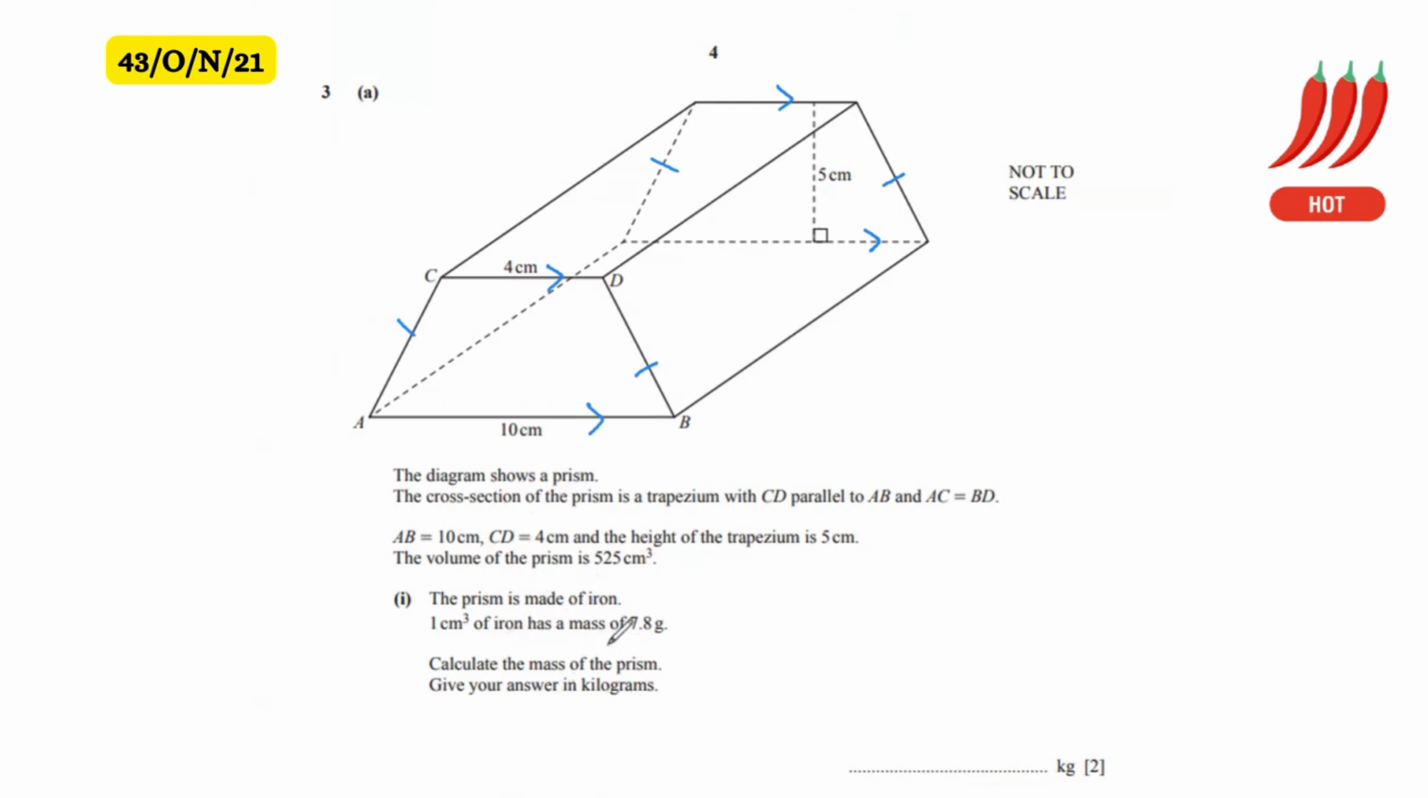So if 1 centimeter cubed is equal to 7.8 grams, 525 centimeters cubed would be 525 times 7.8, which is equal to 4,095 grams. So in kg, we're going to divide this by 1,000, because 1 kg equals 1000 grams. So that's going to be 4.095 kilograms. That's your answer.